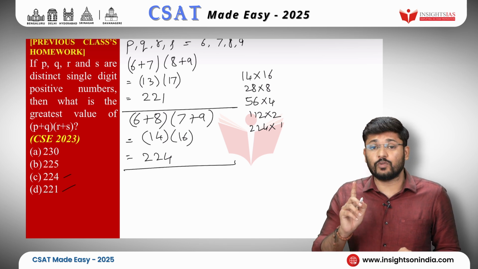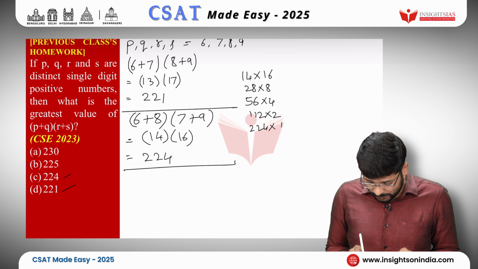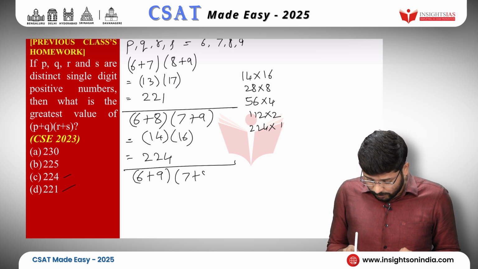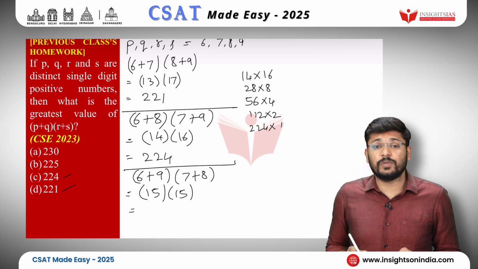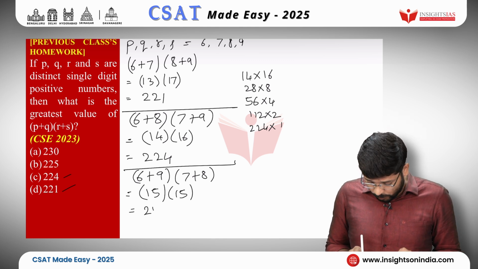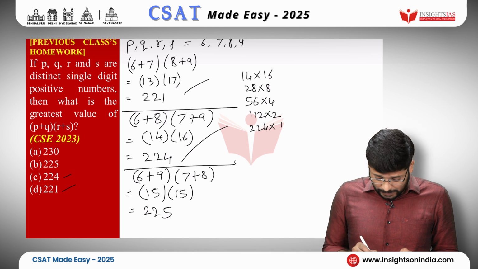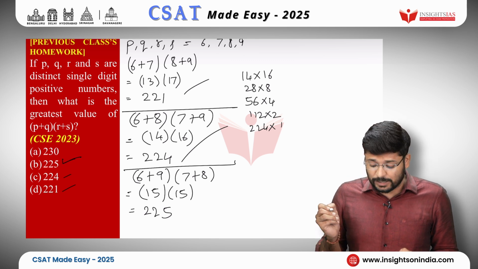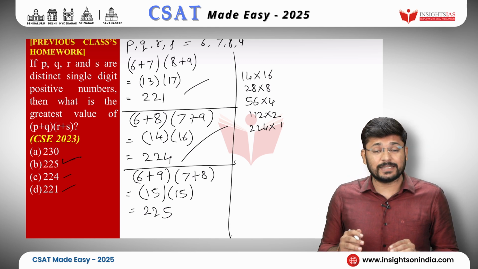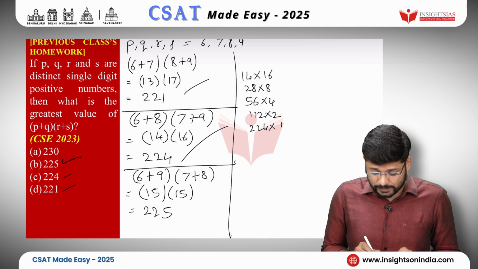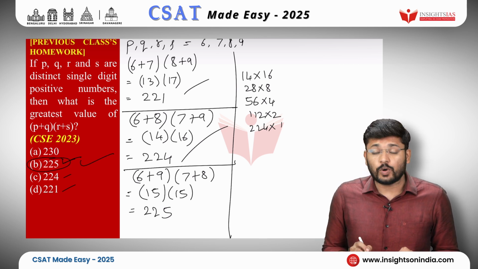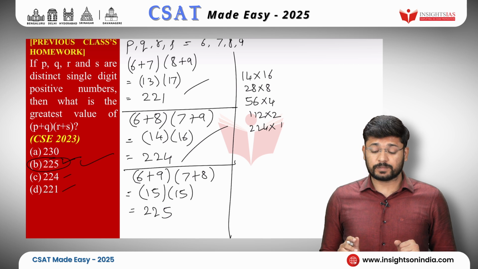And we have one more final combination to check. What is it? We need to check this one. 6 plus 9 into 7 plus 8. What will this be? This would be 15 into 15. What would 15 into 15 be? That is 15 square, and we know the value to be 225, which happens to be greater than the previous two values. And that option is there. And that is our answer. We checked all the three combinations. There is no other combination to check. So our answer would be option B, 225.